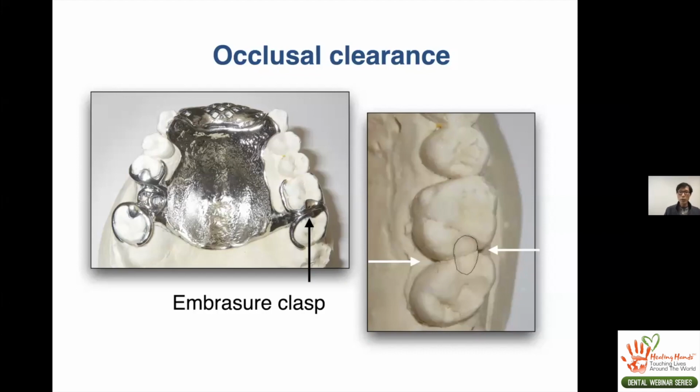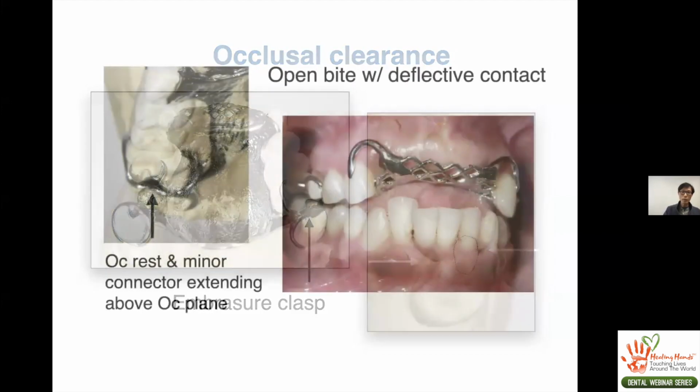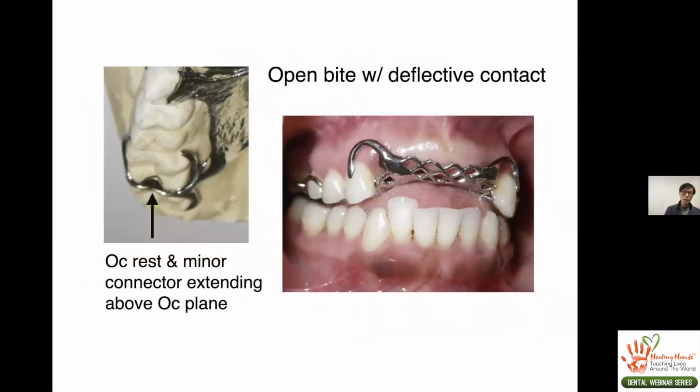An embrasure clasp is designed to cross over the occlusal embrasure, but then we developed the rest seats on those two molars, and they were not adequate. So basically the minor connector and clasp were extended above the occlusal plane at the occlusal embrasure. If you look at the left-hand side, you can see that the occlusal rest and minor connector basically extended above the occlusal plane.